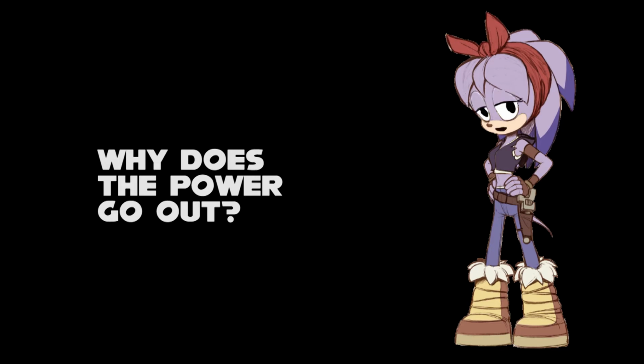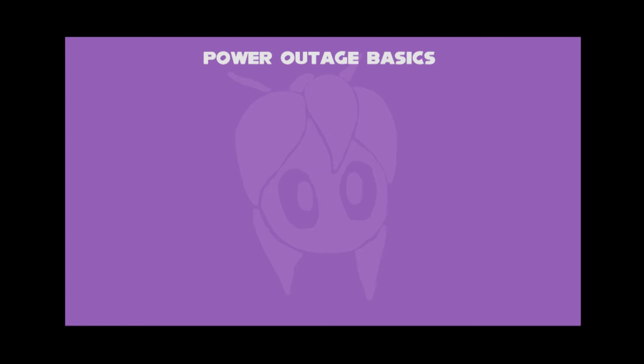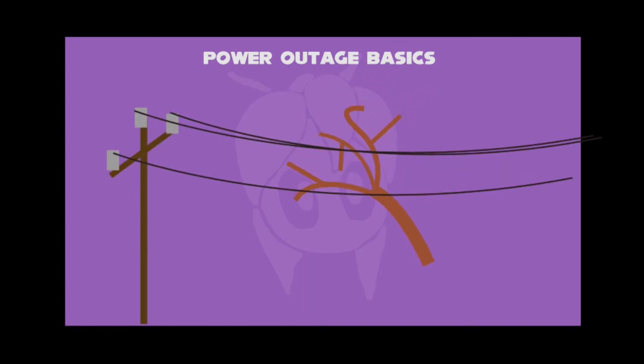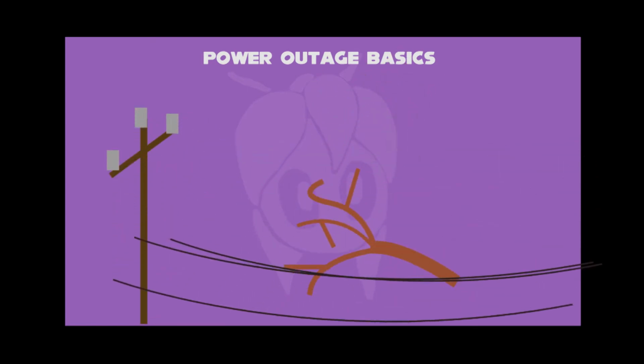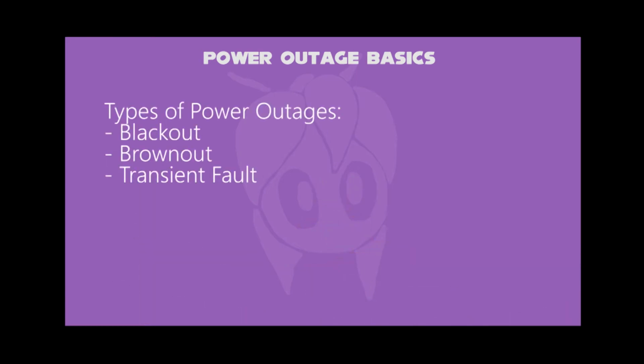Why does the power go out? Power outages are caused by damaged power lines and equipment, due to the effects of the rainy season, ice storms, hurricanes, and heat waves. There are three types of power outages: blackout, brownout, and transient fault.